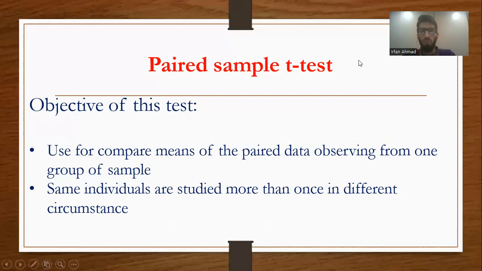Okay, so it is used for comparing the mean of paired data observed from one group of sample. The same individuals are studied more than once under different circumstances. But here you see more than one. More than one doesn't mean more than two. Okay, just only two. If it is more than two, like 3 or 4 or 5, then in that situation we will apply the ANOVA test. We don't apply the paired sample t-test because the word paired means two. So if there are two observations, like we have two data from one group of sample, in that situation we will apply the paired sample t-test.